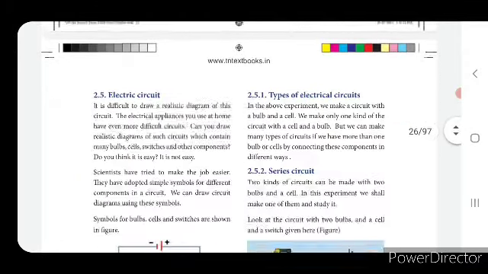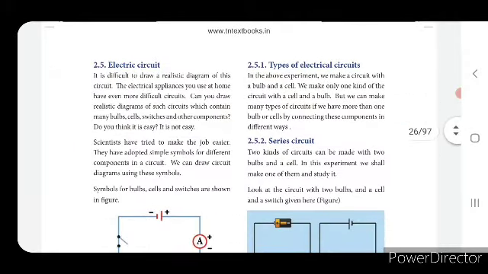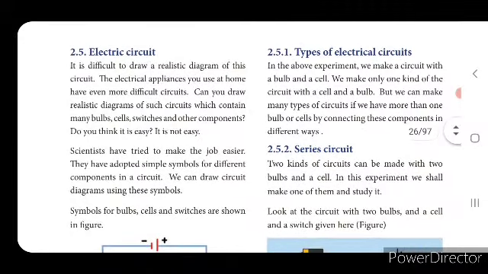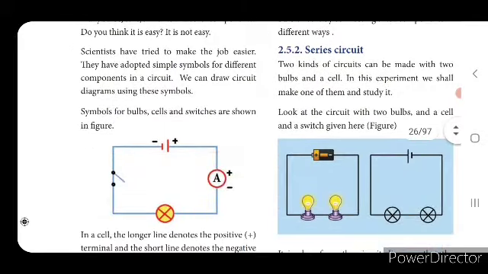Next we will see electric circuit. So what is meant by electric circuit? It is difficult to draw the realistic diagram of the circuit. So the electrical appliances we can see at the home can be drawn using symbols like this.